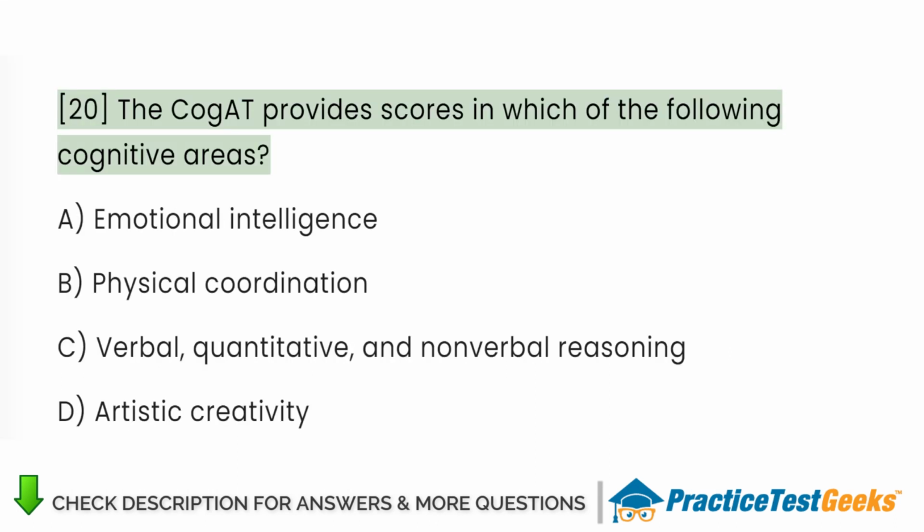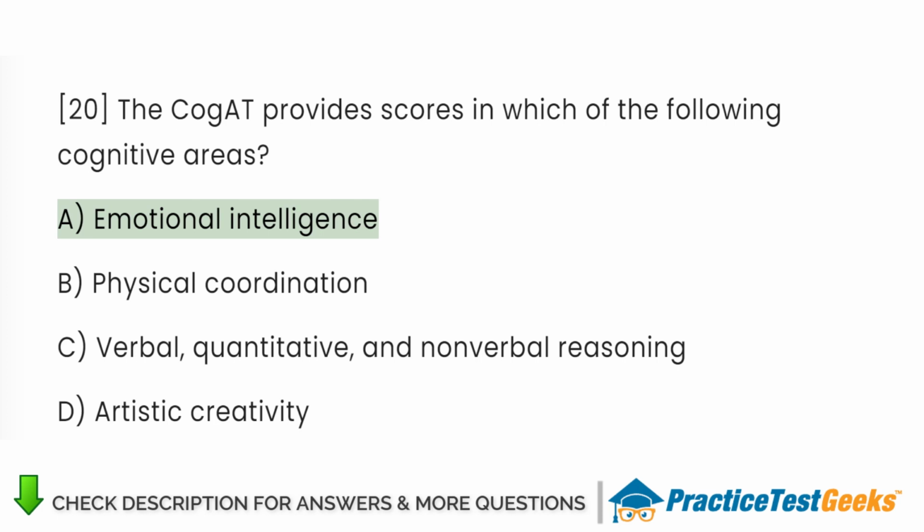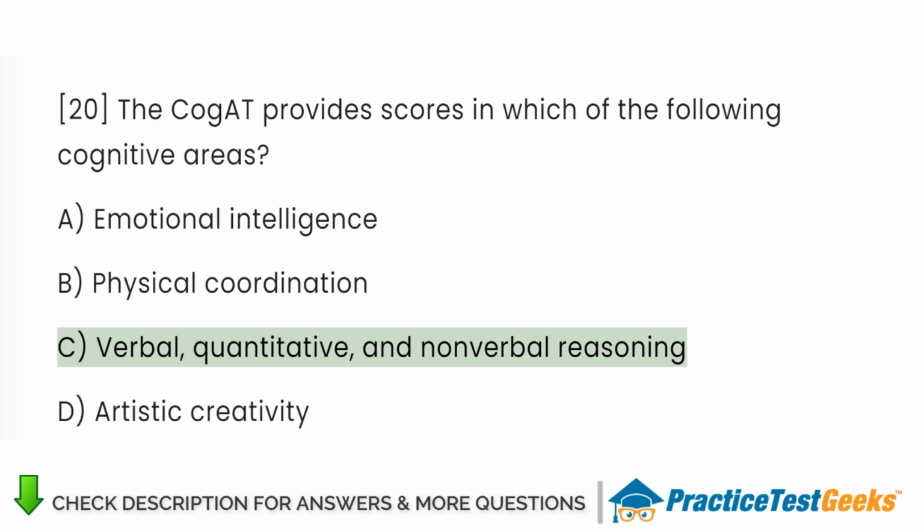The CogAT provides scores in which of the following cognitive areas? A. Emotional intelligence. B. Physical coordination. C. Verbal, quantitative, and nonverbal reasoning. D. Artistic creativity.